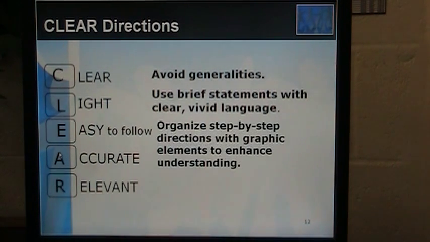By keeping your directions easy to follow, you're organizing step-by-step directions with graphic elements to enhance understanding. That's a big wordy statement to just basically say, make sure your directions are step-by-step, and some pictures would help. Step-by-step directions are really important. And if you notice, if you're ever assembling a product, they usually have the steps numbered and they have pictures of each piece that goes into the product so that you know if you're missing anything and what goes where when you're putting it together.